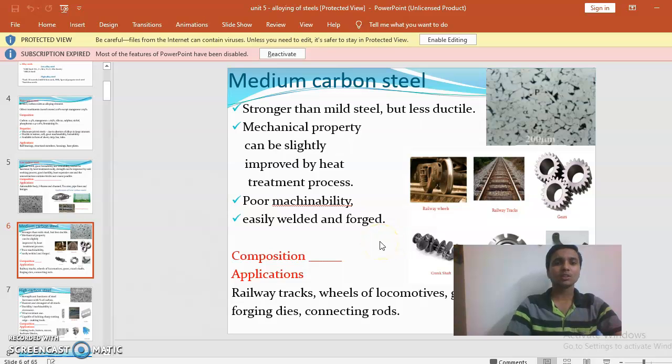and even the applications of medium carbon steel: railway tracks, wheels of locomotives, gears and crankshafts, forging dies, and connecting rods. You can see the pictures of the applications over here.